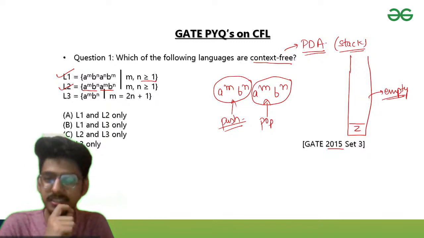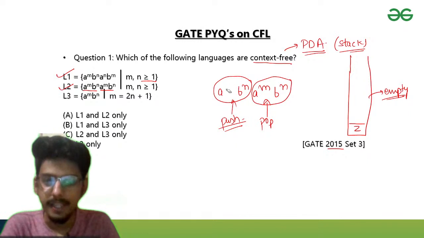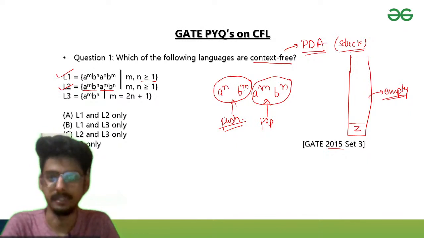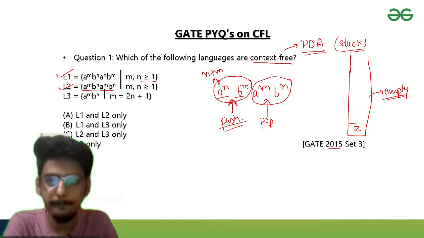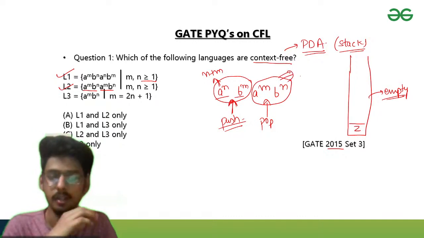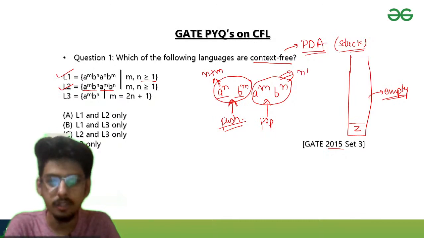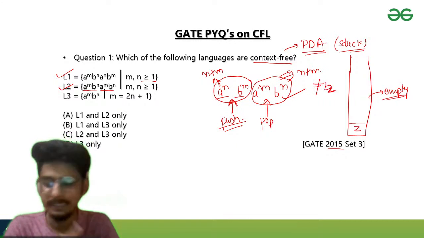Why? Because think of another case where a^m and b^n are present. In that case also, the sum of this A and this B, the elements which you are pushing, is equal to n plus m, and the sum of this A and this B for which you were about to pop the elements is also equal to n plus m. But this language is not equal to L2. So this is a wrong approach.